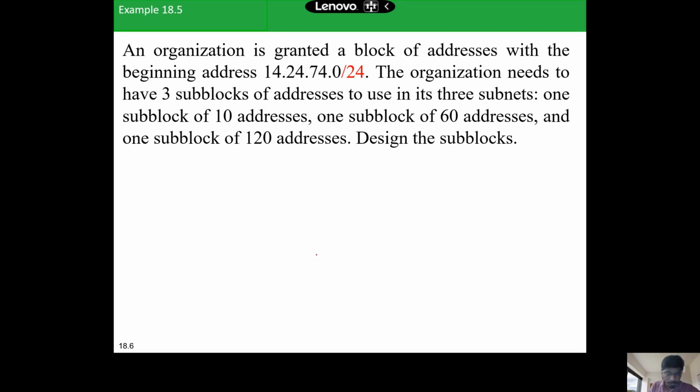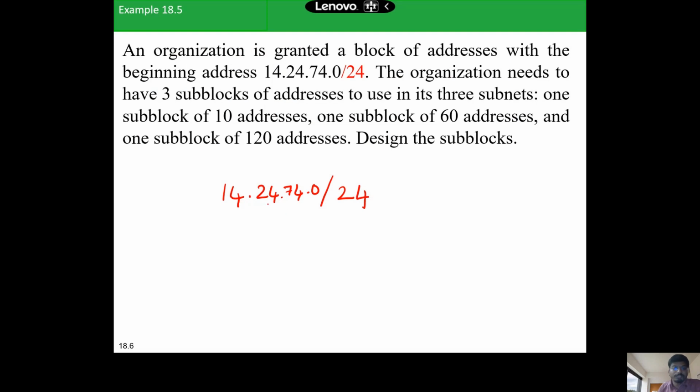So there is an organization. The organization is granted a block of addresses. So all of you write down this. He is being granted a /24 block. Okay, this makes it quite easier for us to understand this case. So one of the addresses in that block is 14.24.74.0. It's a /24 block.